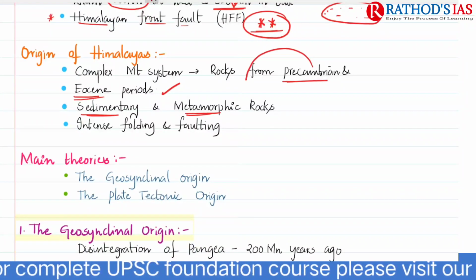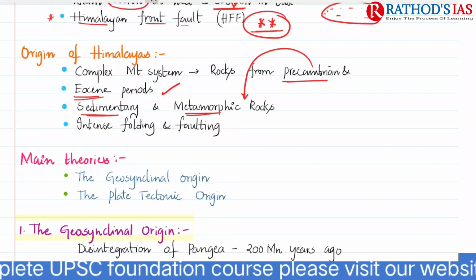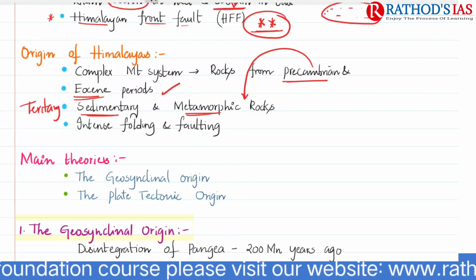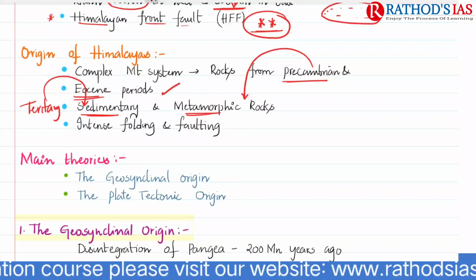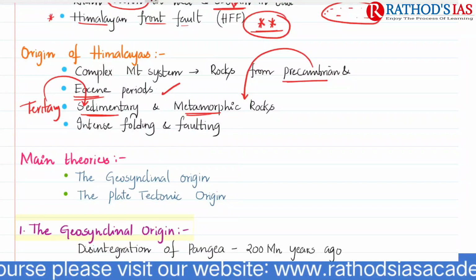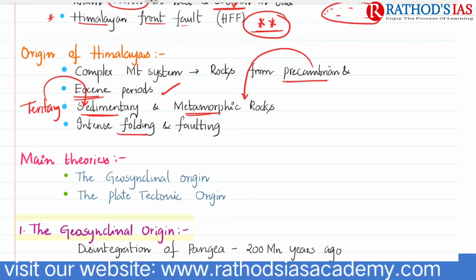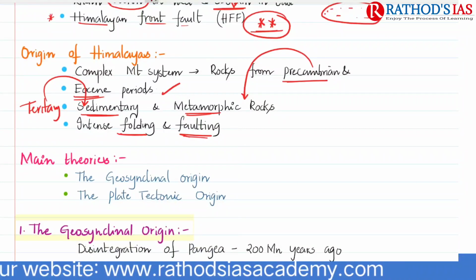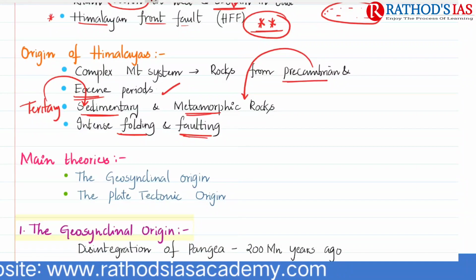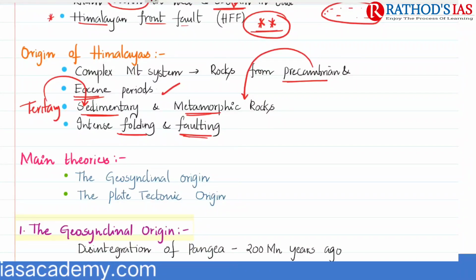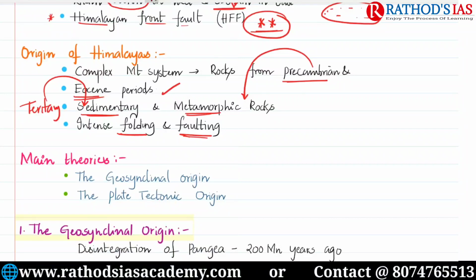The pre-Cambrian rocks are metamorphic, and rocks formed in the tertiary period are normally sedimentary in nature. And the Himalayas were also subjected to intense folding as well as faulting. So here you have to know about the theories regarding the origin of the Himalayas.